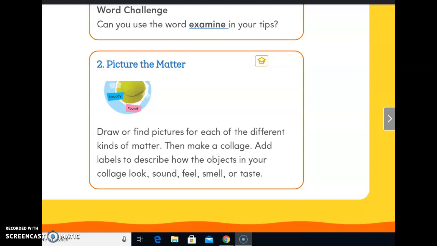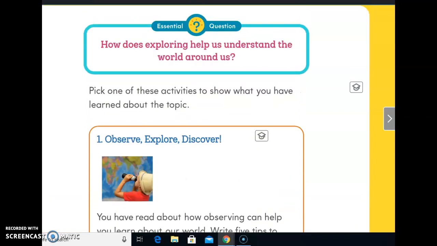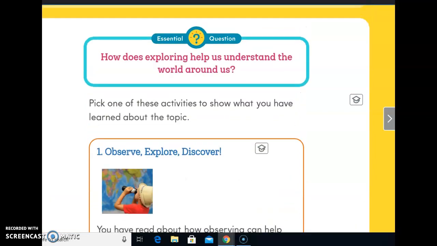After you have completed your picture or collage, you can share that with a partner or a parent, and remember to speak slowly and clearly, and tie it back to that essential question. How does exploring help us understand the world around us? I hope you have enjoyed this module.